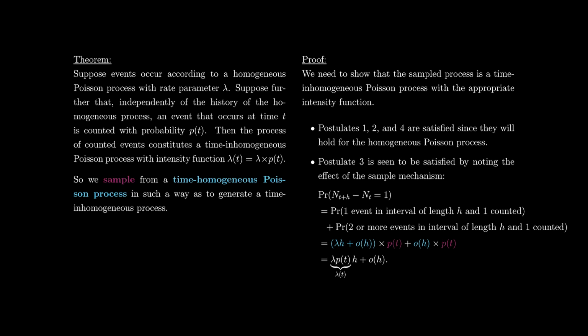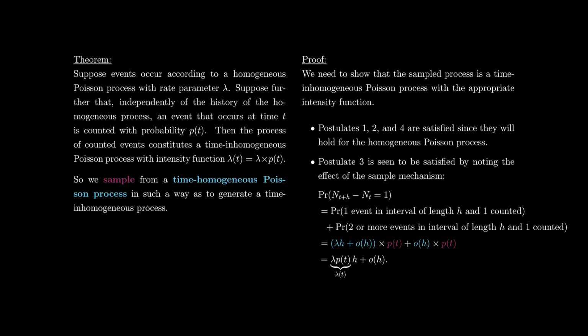Now, from our homogeneous part, we have a probability of observing one event. From our sample mechanism, we have the probability of counting that event. We also have that again for the probability of having 2 or more events, which is inherited from the homogeneous part, and then we still have our counting mechanism. So we can actually write those probabilities in terms of their constituent parts.